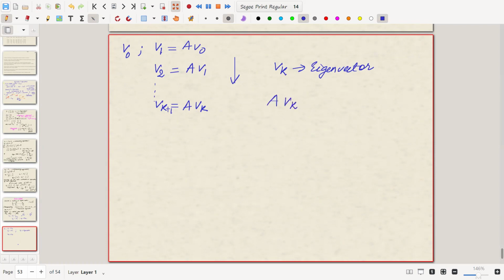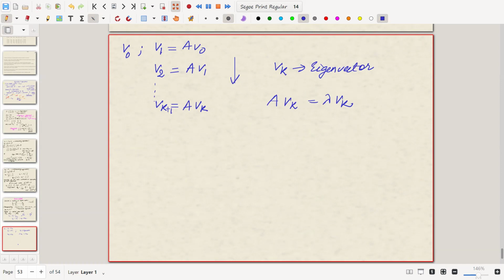So Vk is an eigenvector. What does it mean? When you multiply it with the matrix A, it will return lambda times that eigenvector: A Vk equals lambda Vk. Now from this, how can we extract lambda? We could solve the determinant, but we don't want to do it because it will take a lot of time if your matrix is large. So what can we do next?